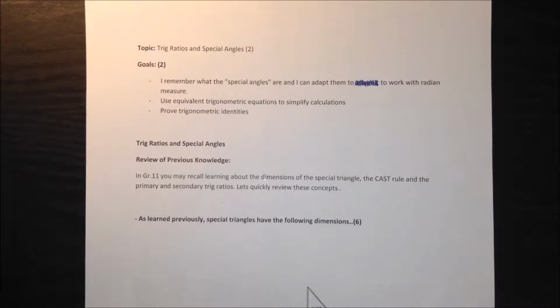Our goals for this unit will be: I can remember what the special angles are, and I can adapt them to work with radian measure. I can use equivalent trig equations to simplify calculations, and I can prove trig identities.